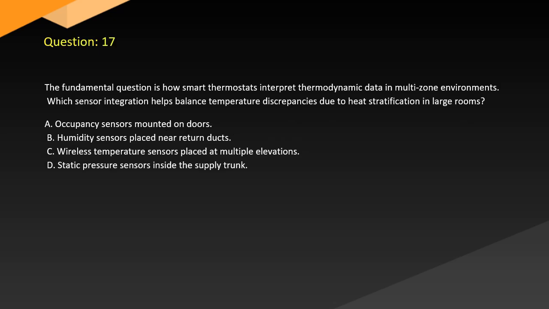Question 17. The fundamental question is how smart thermostats interpret thermodynamic data in multi-zone environments. Which sensor integration helps balance temperature discrepancies due to heat stratification in large rooms? A. Occupancy sensors mounted on doors. B. Humidity sensors placed near return ducts. C. Wireless temperature sensors placed at multiple elevations. D. Static pressure sensors inside the supply trunk.